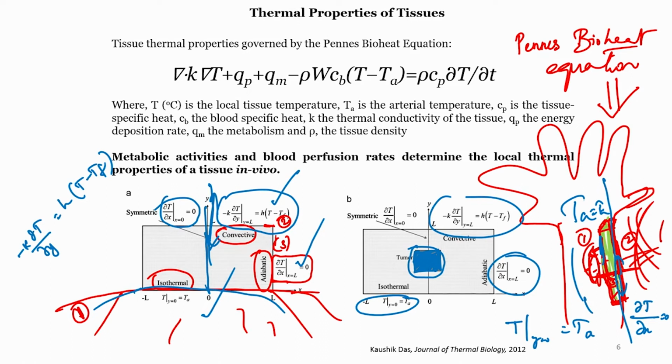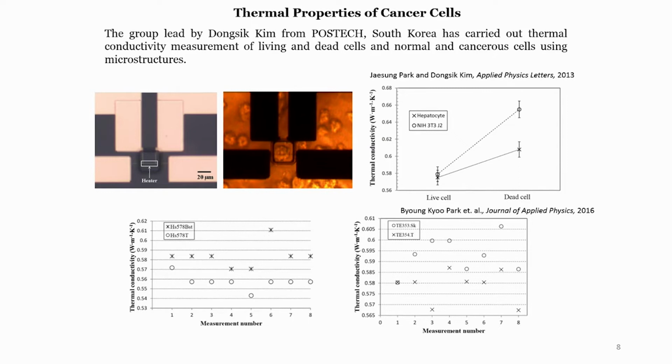Okay. So, you have understood the Pennes-Bioheat equation, you have understood how you can model different interfaces of a tissue using the equation and finding out different surfaces in it. Next we will see another interesting example of how people have tried to measure, not necessarily cancer cells here, but generally of cells, thermal properties of cells.